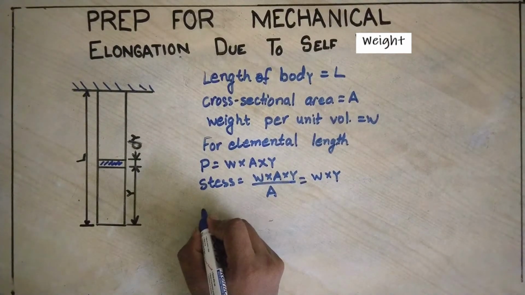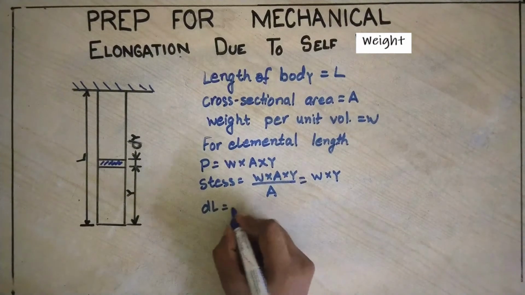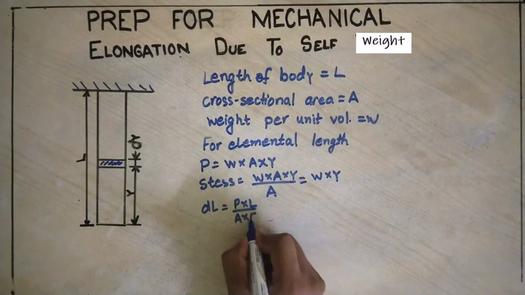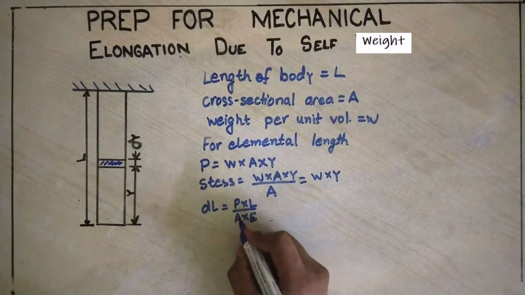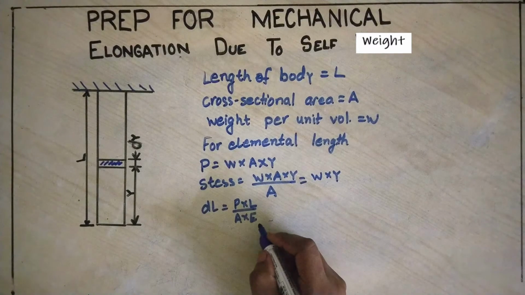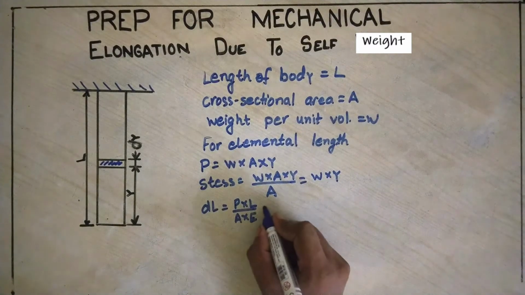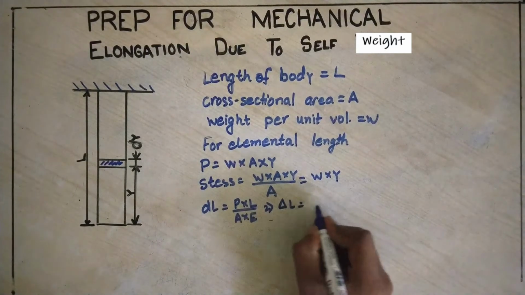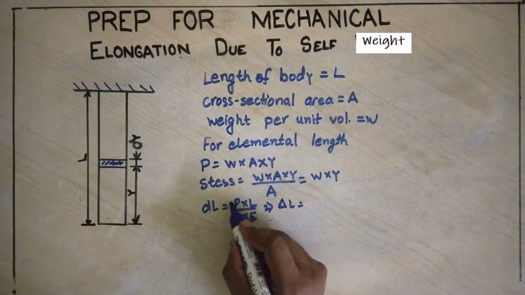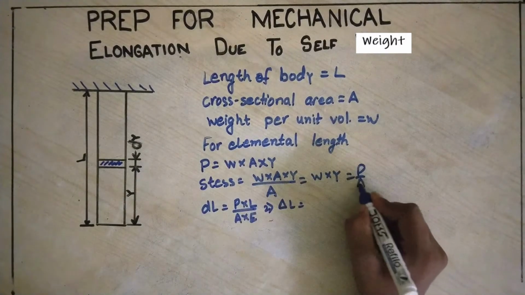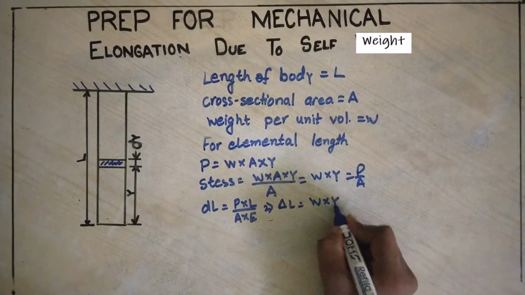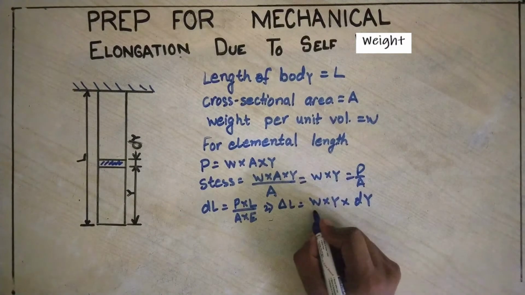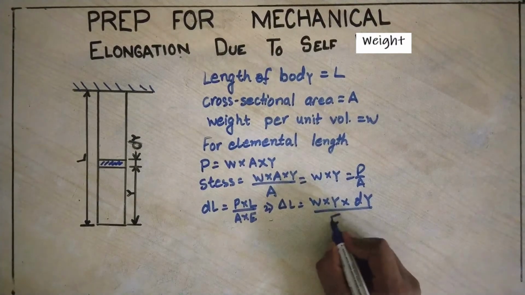We know that elongation dl is equal to P into L divided by A into E, where P is load, L is length, A is cross-sectional area, and E is Young's modulus of the body. For elemental length, elongation delta L will be equal to P by A, which is W into Y, and L is equal to dy, divided by E.